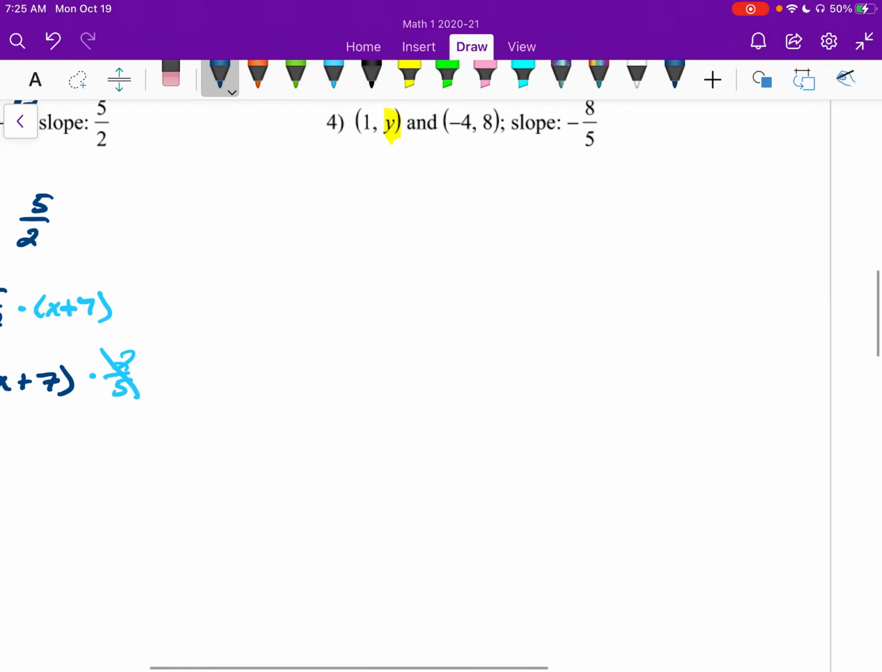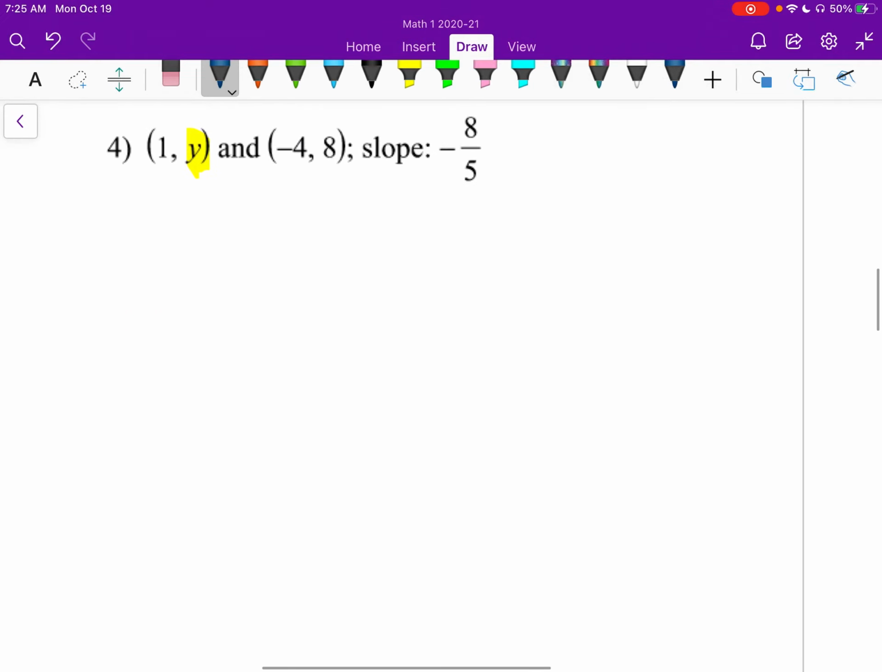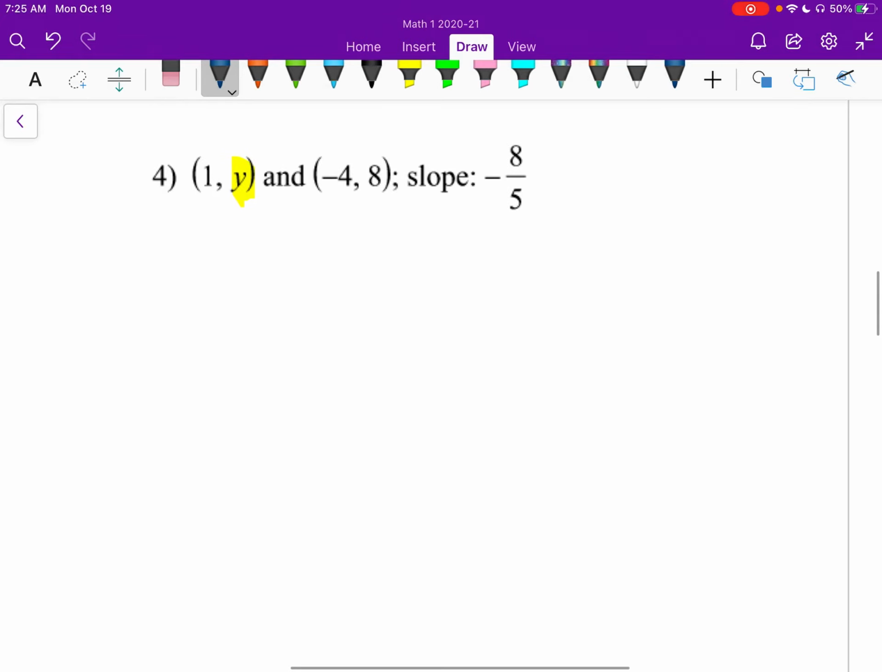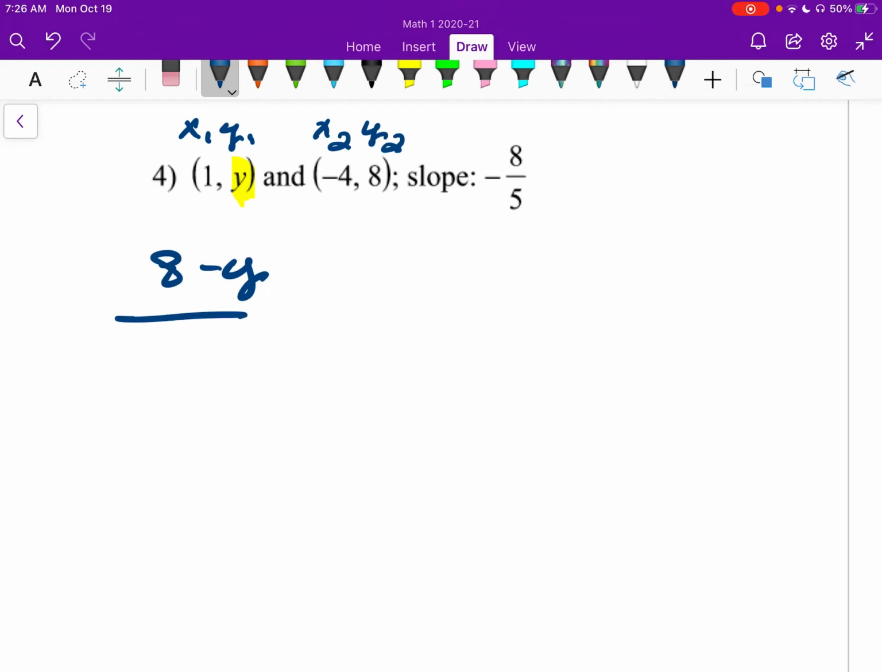All right, number 4. This one's going to be a little bit different, and I think it's actually going to end up being a little bit easier because our y is our variable here. So I'll start off by saying x1, y1, x2, y2. And now let's write our formula, or plug into the formula. So we're going to have 8 minus y over negative 4 minus 1 equals negative 8 over 5.